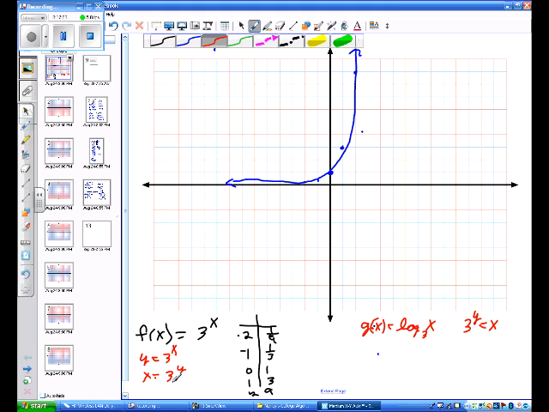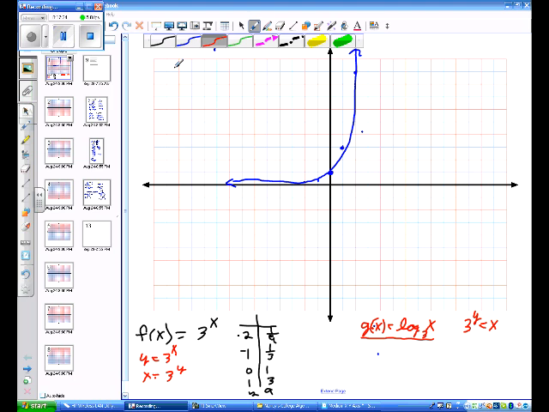So that's what I have right here. I've got the inverse of this exponential function: y is equal to log base 3 of x. And so I've done my inverse function. And if I wrote this back in logarithmic form, it would be log base 3 of x equals y. So this is my inverse of this function, which means my x's and y's are switched.